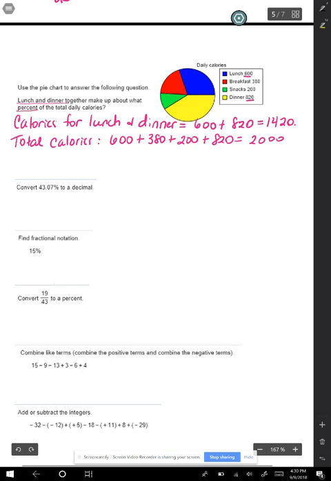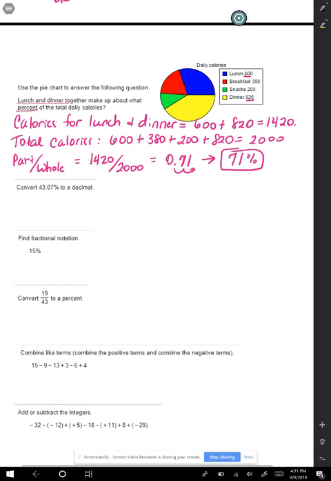And then for percent, remember the easy way to find a percent is you do the part out of the whole. So what part was lunch and dinner? That was 1420, divided by the whole day, which was 2,000. Once again, put that in your calculator, and that comes up to 0.71. Then recall that you should change from a decimal to a percent. You move the decimal 2 places to the right, so that would be 71%. And 71% would be your answer.